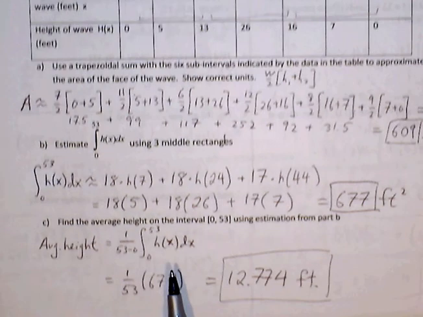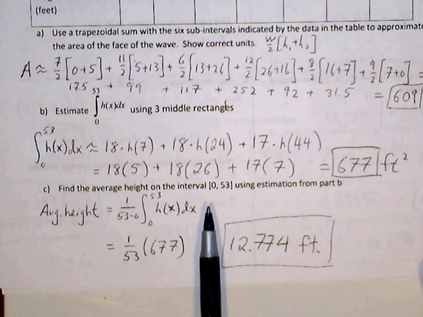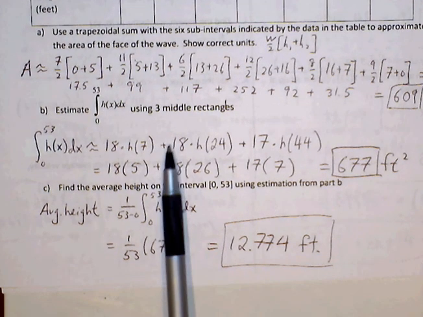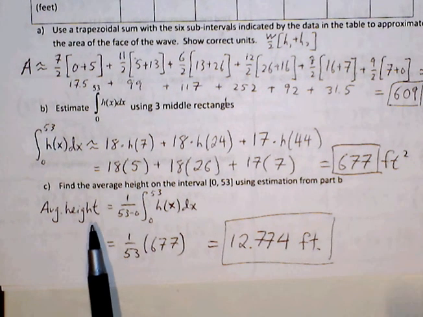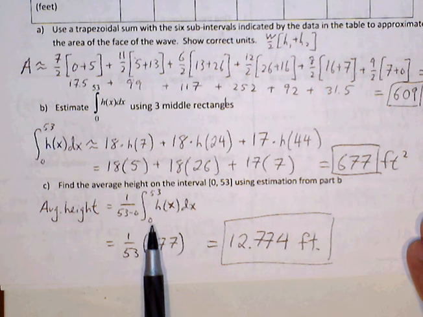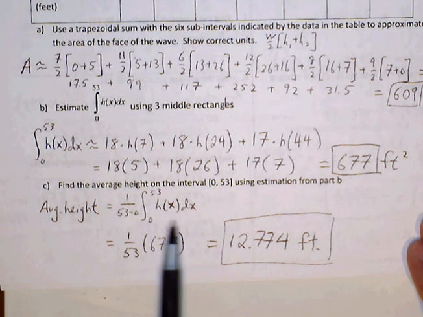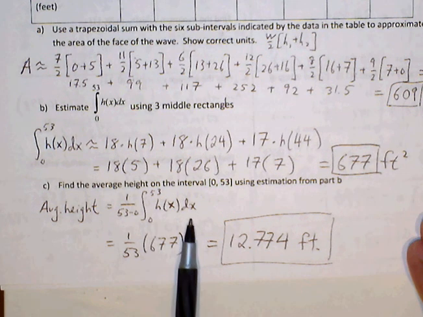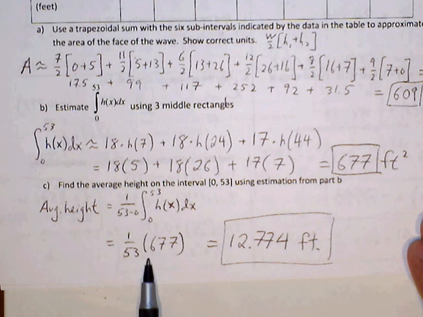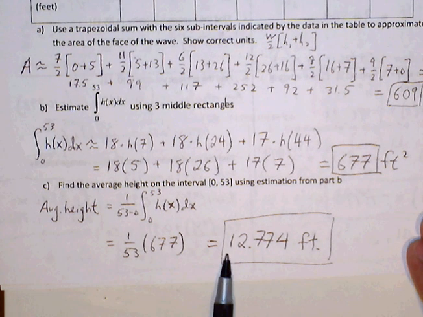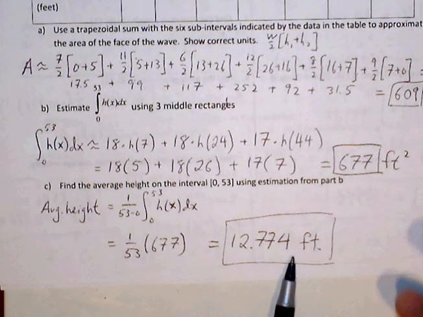Part C. Find the average height on the interval from 0 to 53 using the estimation from part B. So the average value theorem says 1 over b minus a times the definite integral from 0 to 53 of h of x dx. And the approximation that we found from part B is 677. So 1 over 53 times 677 will give us 12.774 feet. And this will represent the estimated average height.